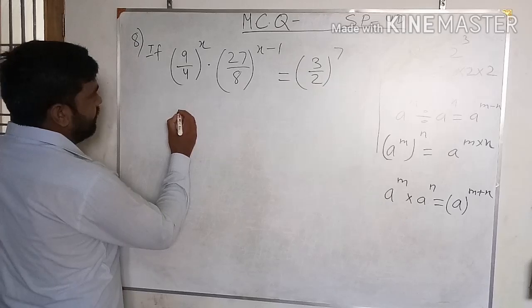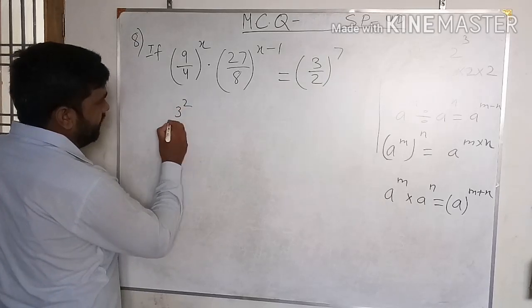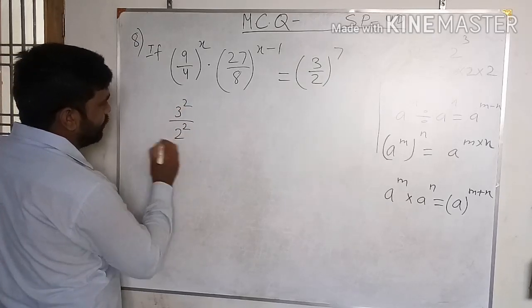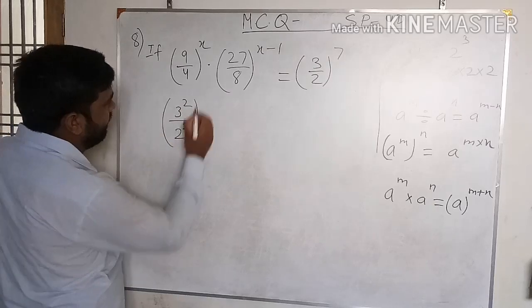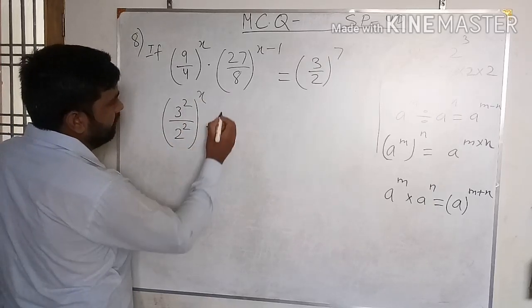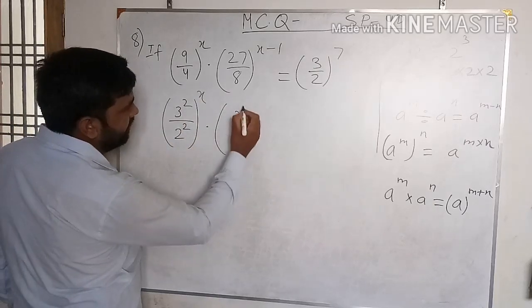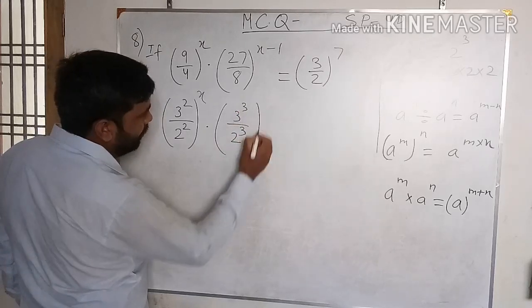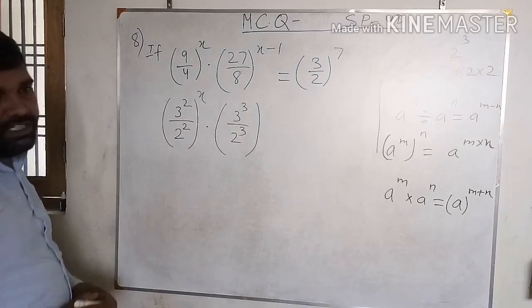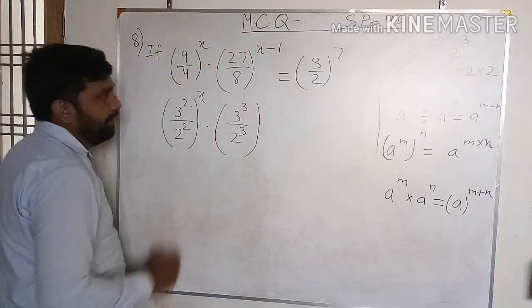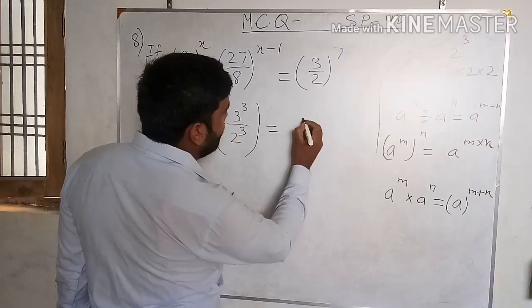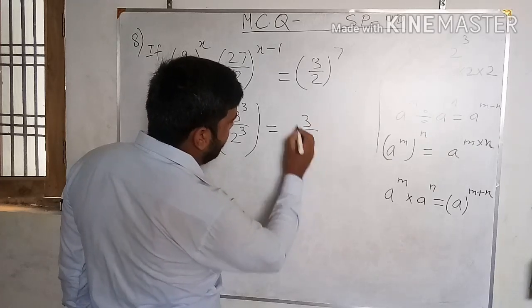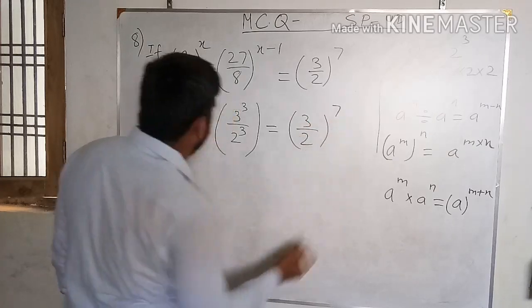So on the place of 9 I can write 3 square, and on the place of 4 you can write 2 square, and whole to the power x. Here on the place of 27 we can write 3 cube. On the place of 8 you can write 2 cube, because 8 is the cube of 2 and 27 is the cube of 3. Now the right hand side base is 3 by 2 whole to the power 7.